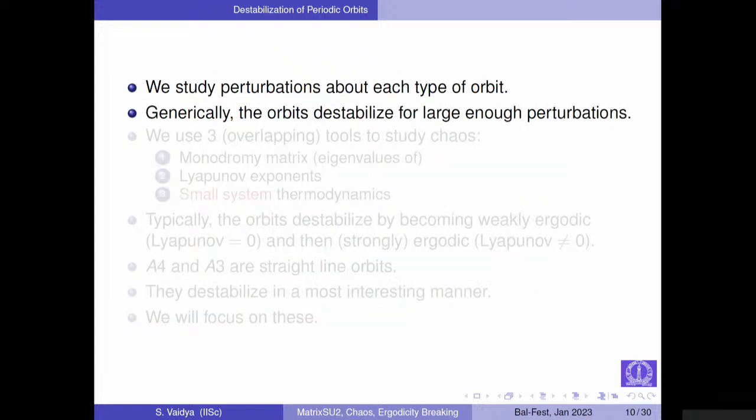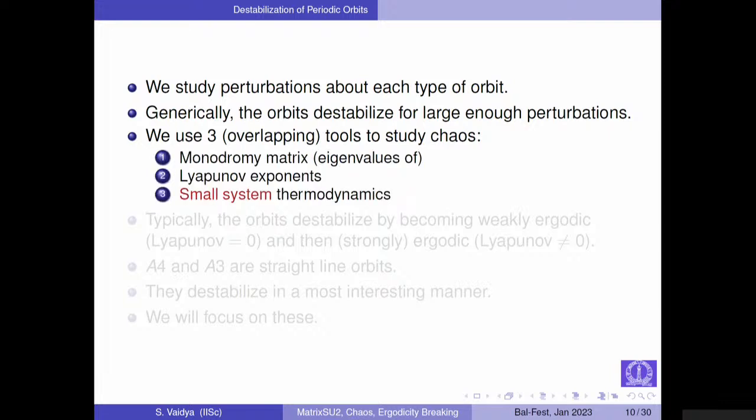Okay. So what we are going to do is study perturbations about each type of orbit. I showed you that there are these 6 types of orbits. Generically, as you increase epsilon, these orbits destabilize when the perturbation becomes sufficiently large. Like I said, we are going to use 3 tools to study chaos. One is this monodromy matrix. The other is the computation of Lyapunov exponents. And finally, some thermodynamic considerations.